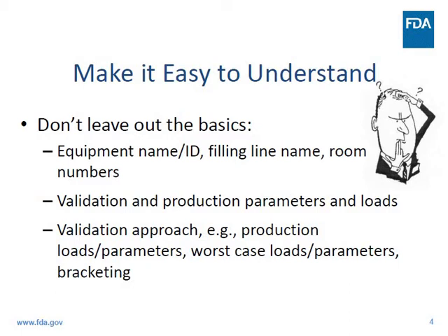Some examples of this are very basic information. What equipment are you going to use for commercial production? What is your manufacturing area? What filling line will you be using? What are the room numbers for the location of things like autoclaves, tunnels, etc.? What are your validation and production parameters and loads? So for an autoclave, you may be using a certain set of parameters for production, but then you've validated using a different set. So we need to understand those things.